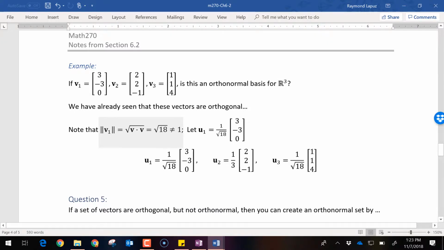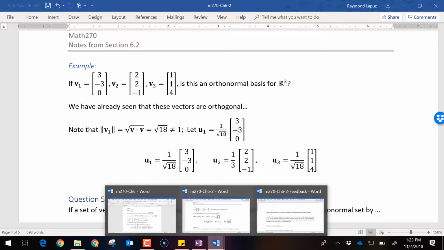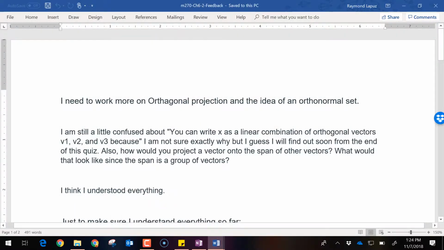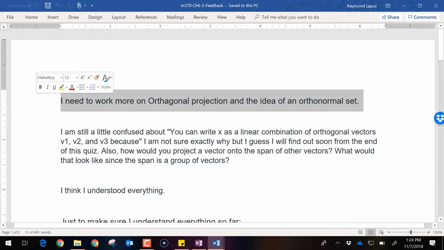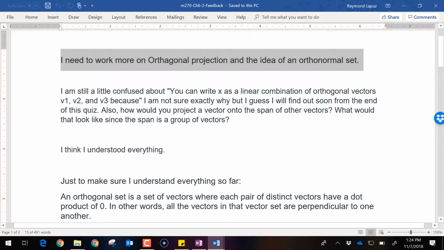Okay. So based on the quizzes, and this is from this morning, before only half of you have taken the quizzes, the last question is asking you what else is not clear. So let's take a look and see what else isn't clear. I need more work on orthogonal projection and the idea of an orthonormal set. I think we'll get a little bit more practice on that. Still confused about how you write X as a linear combination of orthogonal vectors V1, V2, V3.